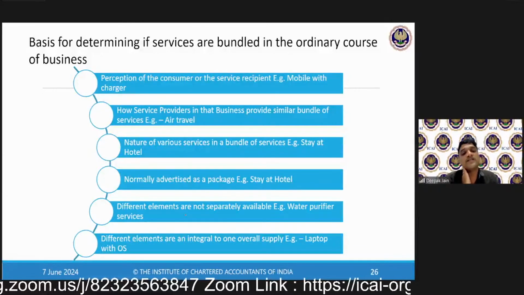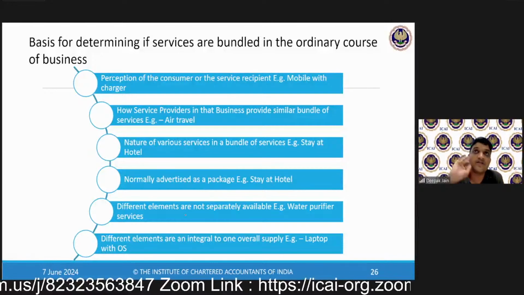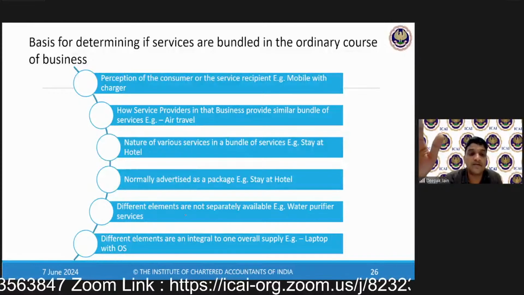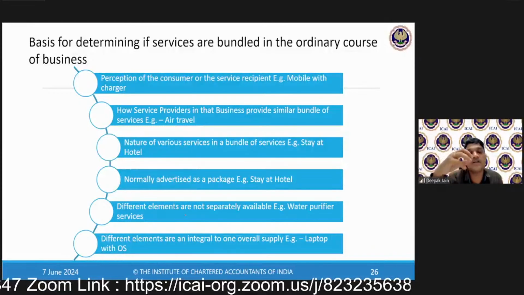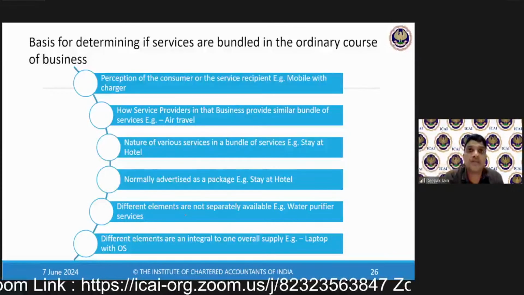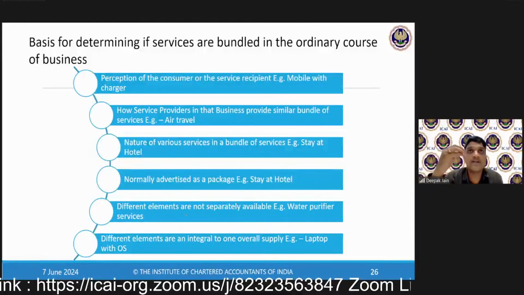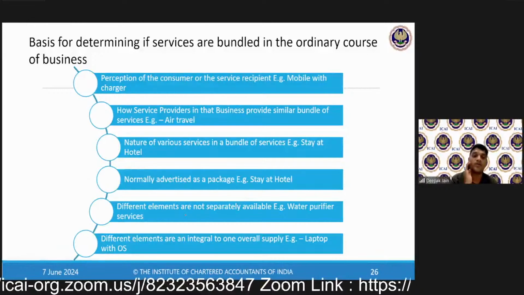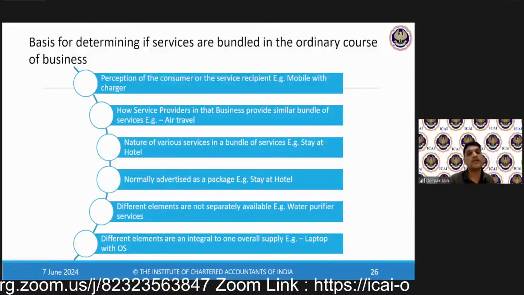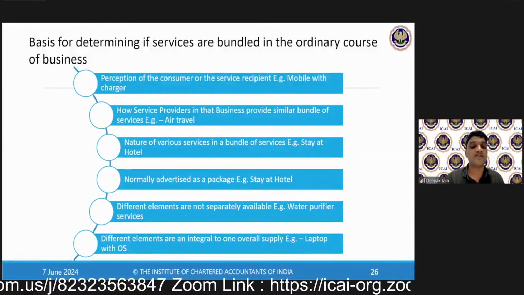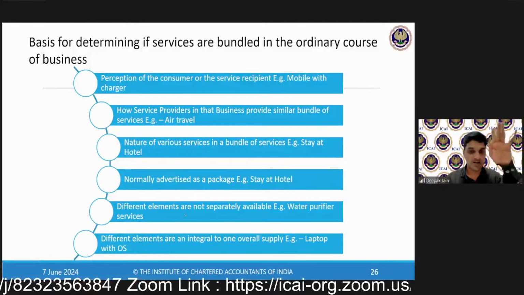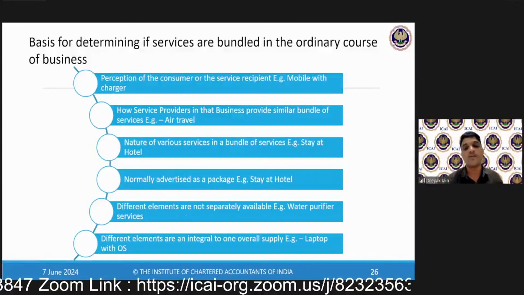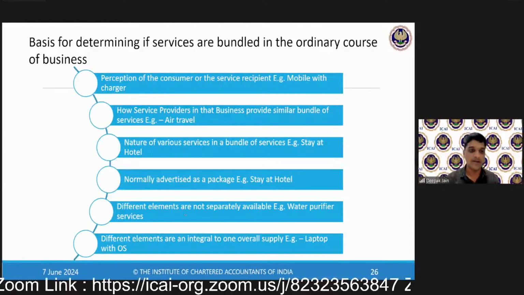The nature of various services in a bundle of services, like if you're staying in a hotel, food will be complimentary, breakfast will be complimentary. So how these services are bundled together is also relevant to decide that breakfast will be free along with the stay. All the hotels provide this. Okay. Then how is it normally advertised? Is it normally advertised as a package, like staying in a hotel? Same example. Normally they advertise hotel with breakfast complimentary. So it's a composite supply.